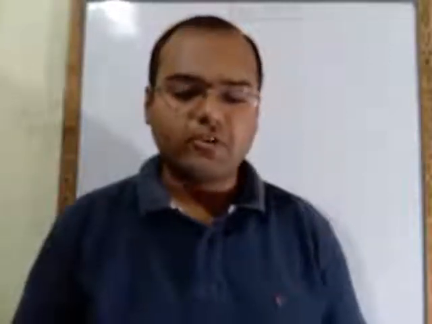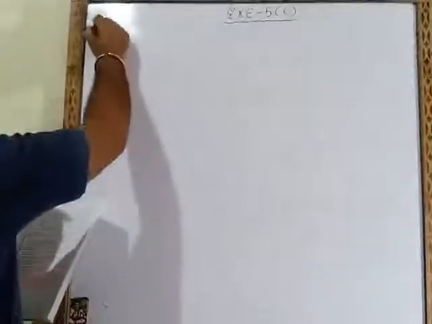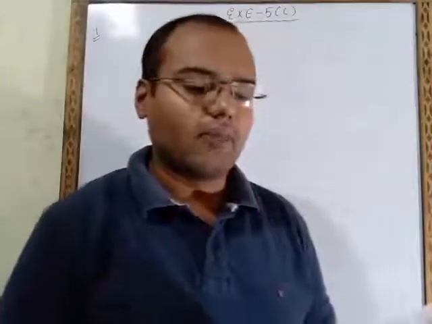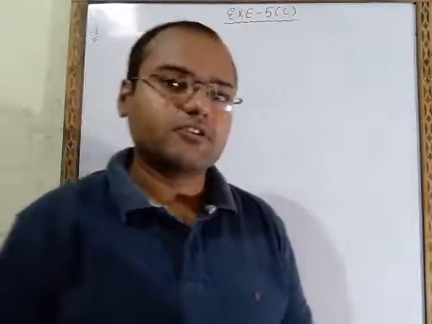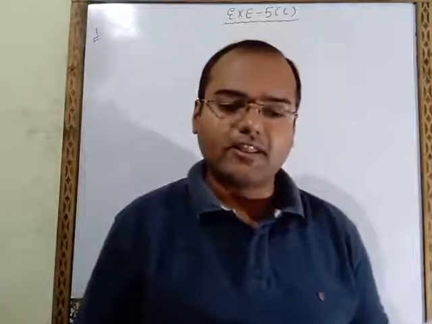Hello students. Today in this video I will explain exercise 5C. All of you see question number first. First question is you have to find the amount and compound interest. Two things you have to find, amount as well as compound interest on 10,000 rupees.